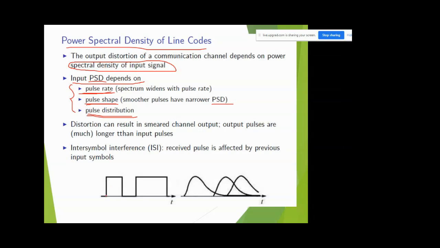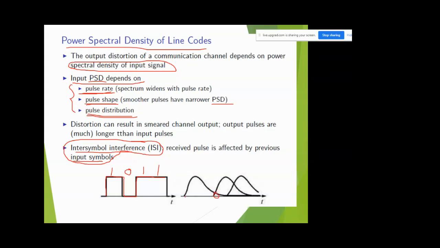As you can see, from the transmitter side this is the information signal that we have. Let us consider it is 1 0 1 1. But due to distortion, which distortion? The inter-symbol interference. We will discuss this later. So what will happen due to that inter-symbol interference?